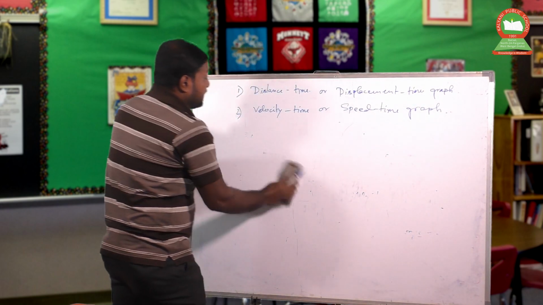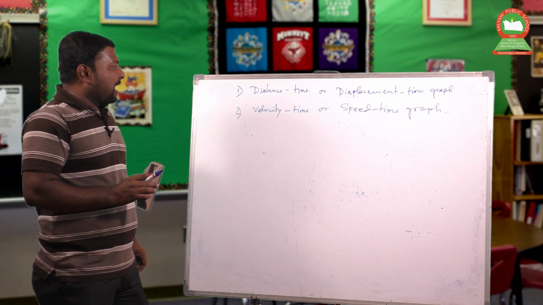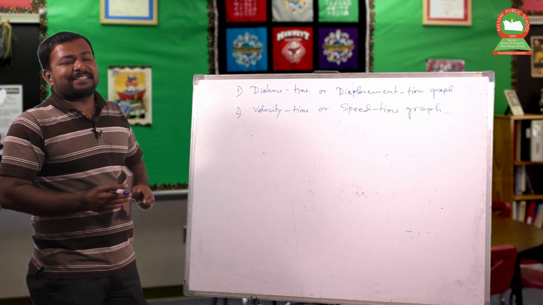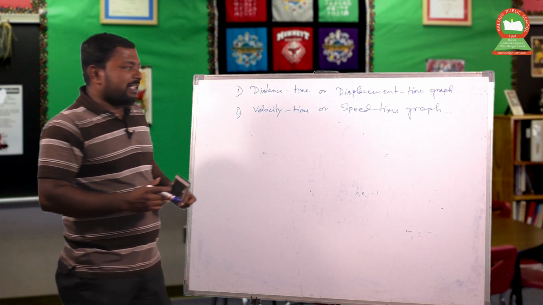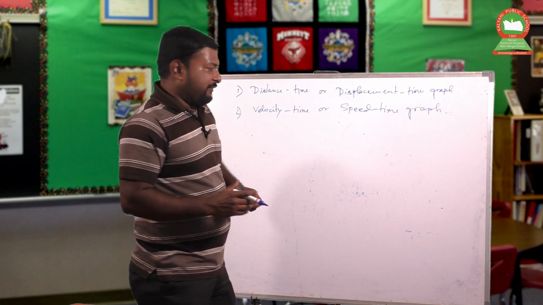Now, in this graph, there is a shortcoming. What is the shortcoming? We can't say anything about acceleration or retardation. For this purpose, we have to draw the velocity time graph.